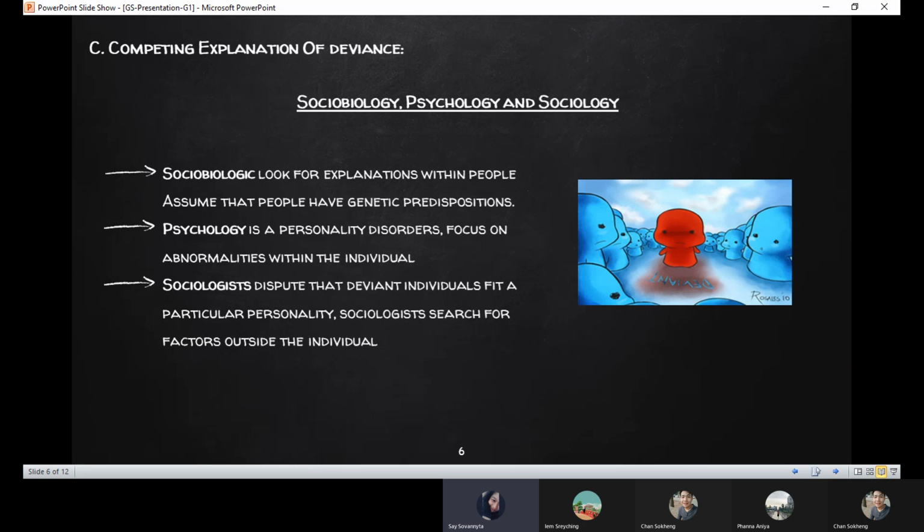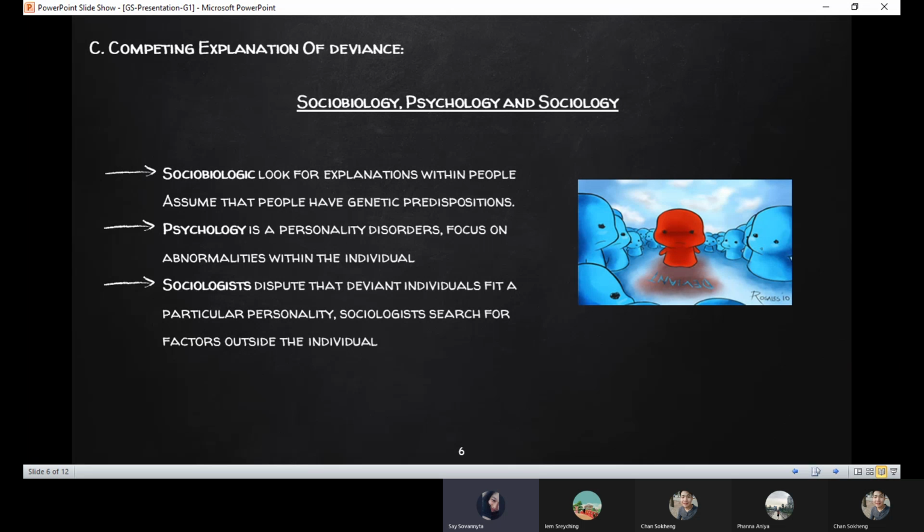They assume that people have genetic predispositions, and sociology argues that genetics have little influence on deviance. So there are three theories from Lombroso 1911, Wilson and Herrnstein 1985, Gottfredson 2007. The first theory is about low intelligence leading to crime.